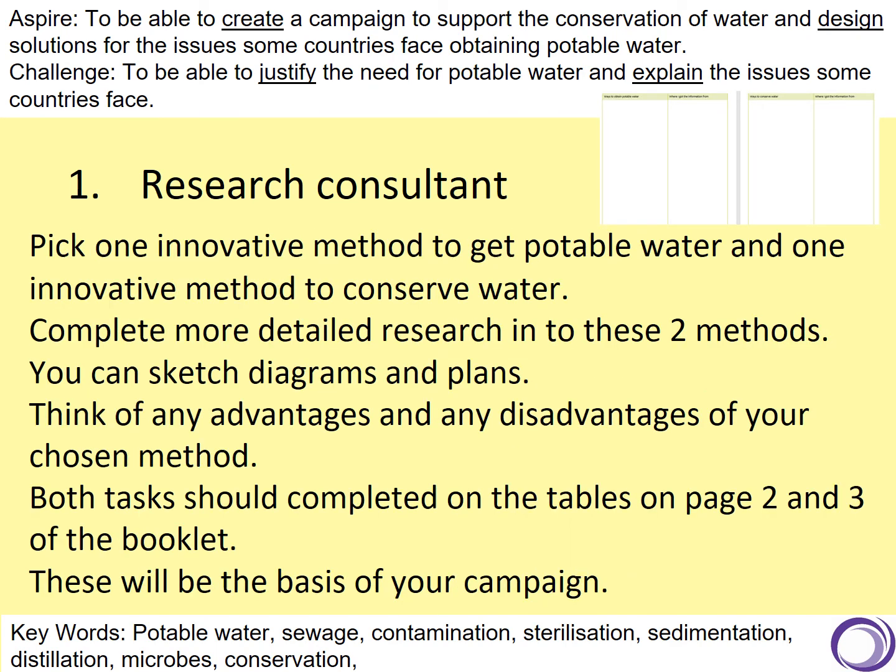Once you've done your research, then you will need to pick one method to get potable water and one innovative method to conserve water, and get some more detailed research on those 2 methods. You can sketch diagrams and plans, and you can think of advantages and any disadvantages of your chosen method. And those tasks should be completed in the tables on page 2 and page 3 of the booklet. And they will be the basis of your campaign to get people to conserve water.